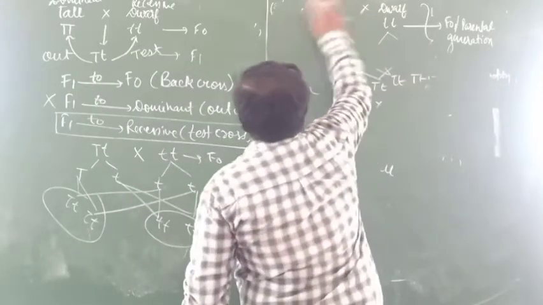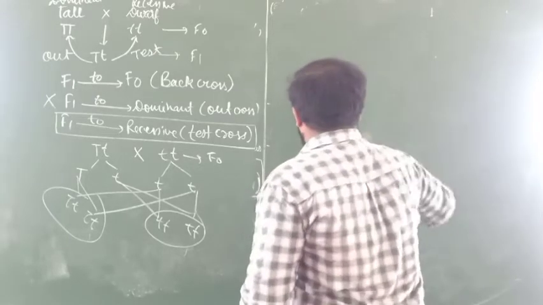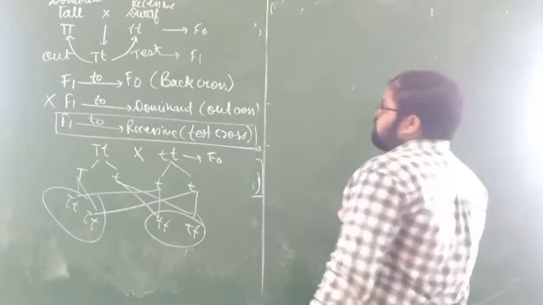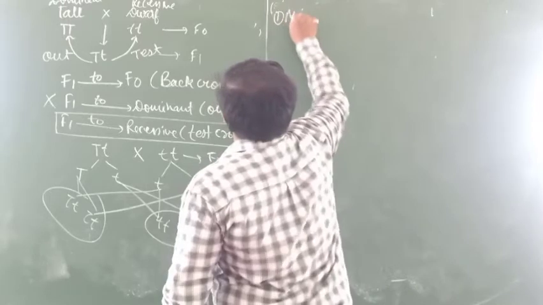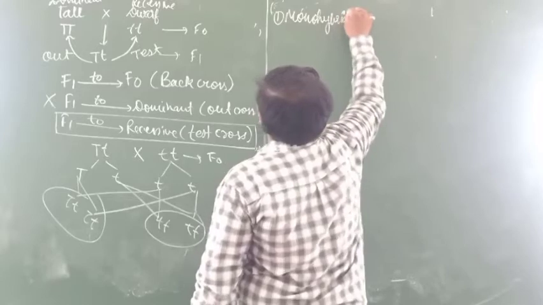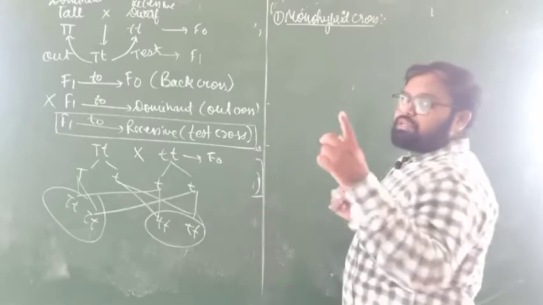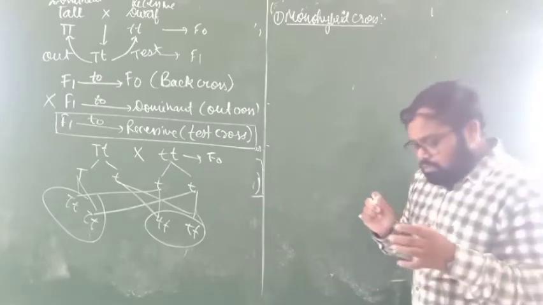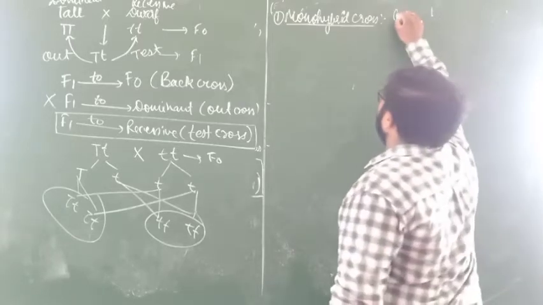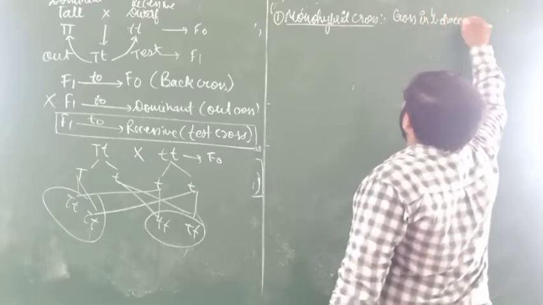So these are some crosses. Some more crosses will be there. Listen very carefully. The first one is the monohybrid cross. Mono means one. It means a cross between one character. So here we will write: cross between one character.